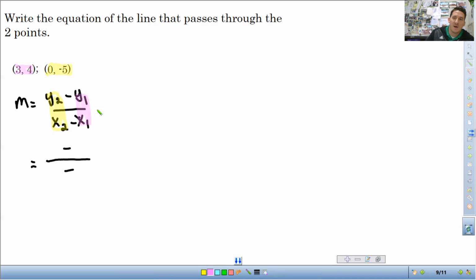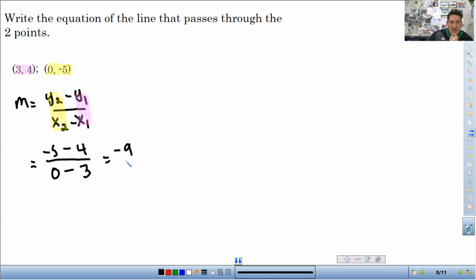Fill in right there. What's important to remember, the y's go on top. So the y from this point is -5 and then 0 below it. The y from this point is 4 and then 3 below it. Now I can subtract. -5 minus 4 is -9. 0 minus 3 is -3. -9 divided by -3 is +3. So the slope is +3.